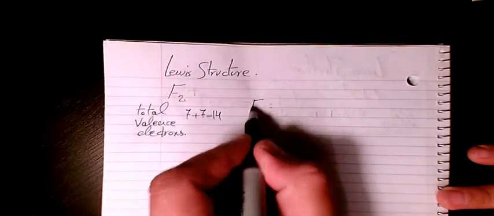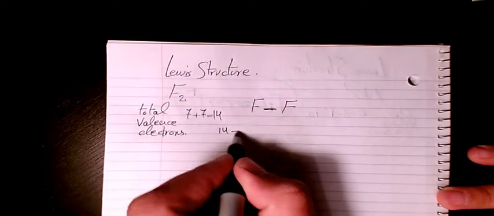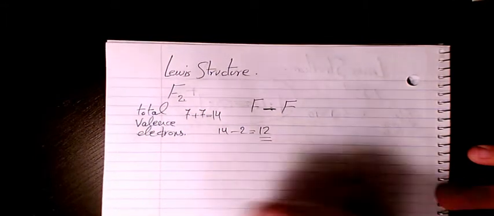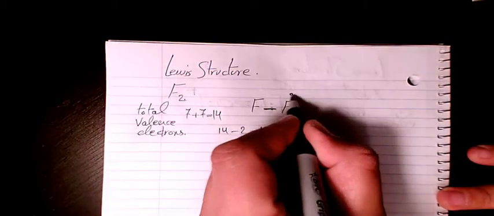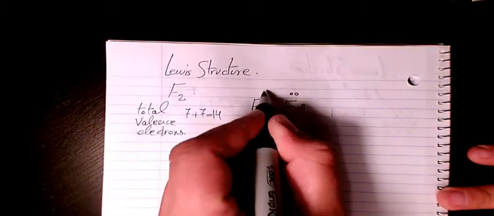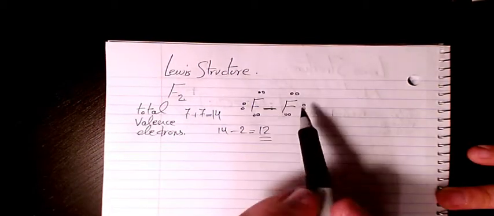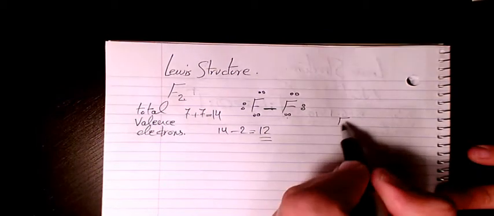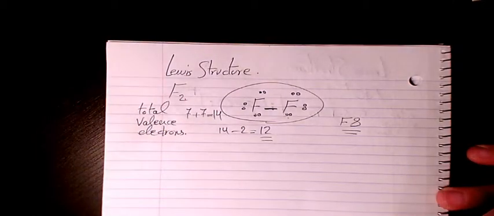So then we have F-F here, so we have 2 electrons. 14 minus 2 is going to be 12, so the remaining electrons is going to be 12. We distribute it between these two, so we have something like that. Let's see if the octet rule is valid. We have 2, 4, 6 and 8, so the octet rule is valid as well. So that's the Lewis structure for F2.